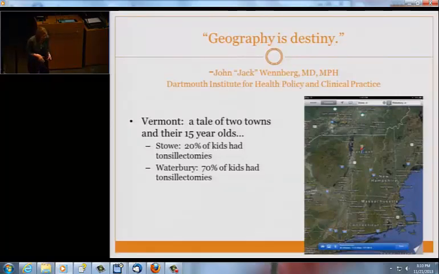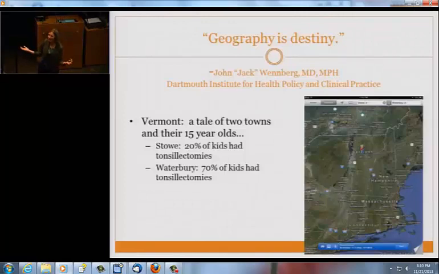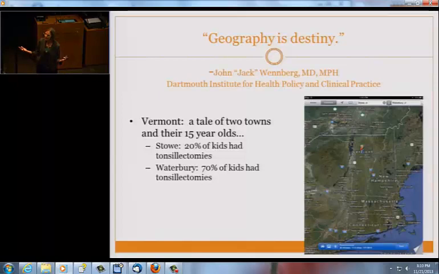And so Jack took his child to see an ear, nose, and throat specialist, who said, no, you don't need a tonsillectomy. So he got a second opinion. The second opinion was, yes, you do. The third opinion was, no, you don't. The story goes something like that. And so he started to wonder, why am I getting such different opinions about what seems like a pretty straightforward problem?